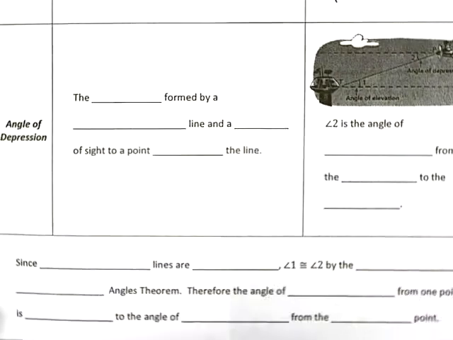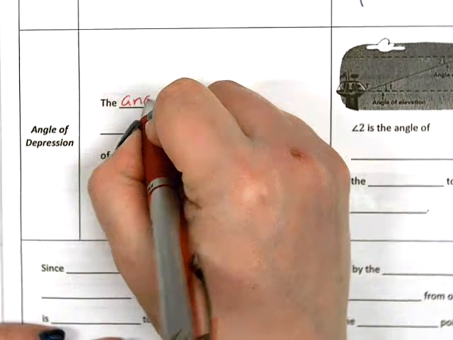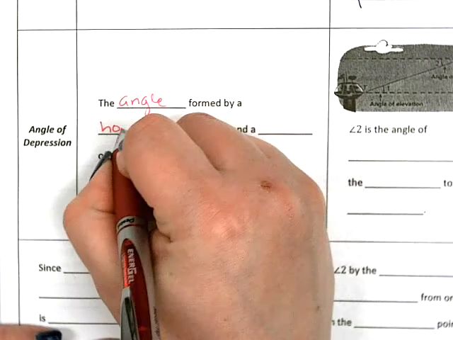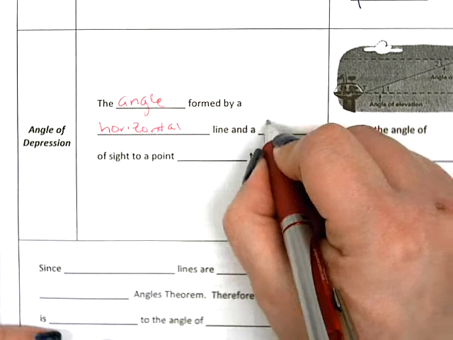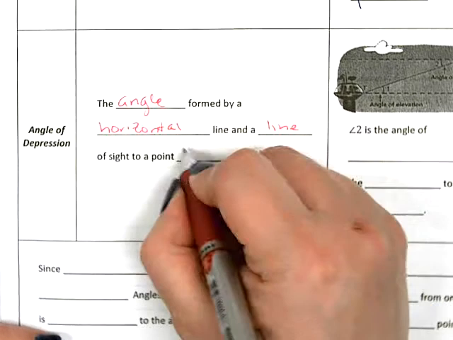Angle of depression should be pretty straightforward. The angle of depression is the angle formed by a horizontal line and a line of sight to a point below the line.